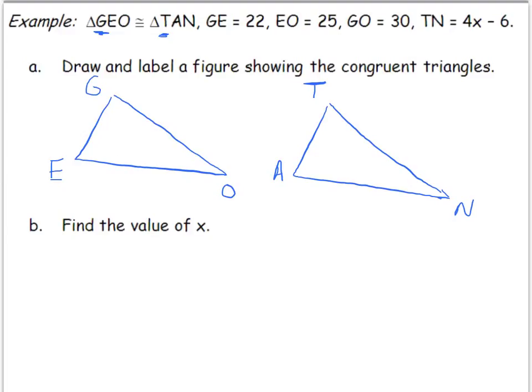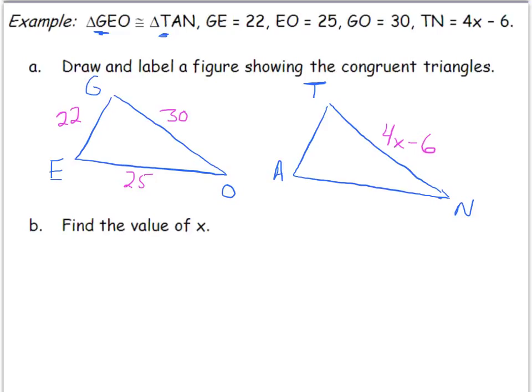Now, the next thing we're going to do is take a look at the sides that they give to us. And they're telling us that GE is 22, so we'll label that. They tell us that EO is 25, and they're telling us that GO is 30. Let's do that. The next thing they do tell us is that TN is 4x minus 6. And that's the only thing they tell us on triangle TAN.